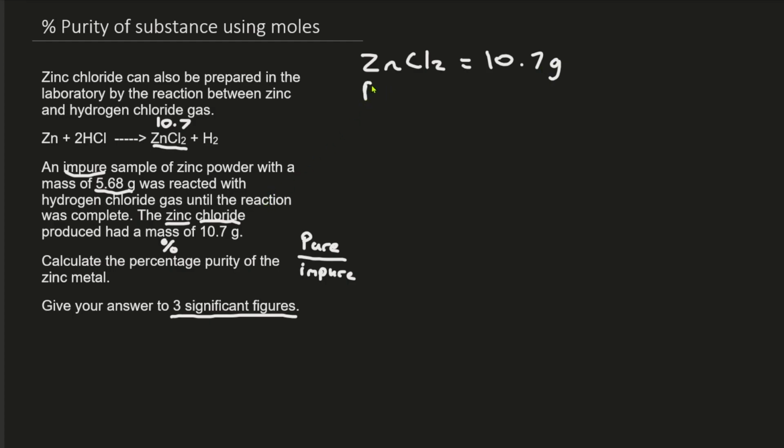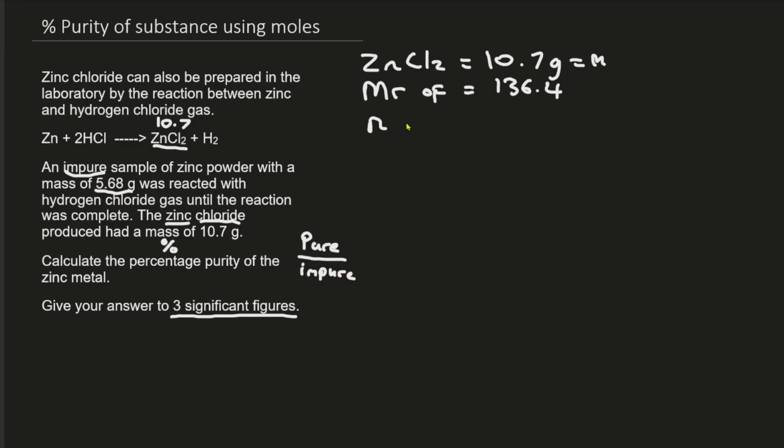And zinc chloride has a molecular mass. Let's work that out as well. So it has an Mr of Zn is 65.4, chlorine is 35.5. There's 2 of them, so 71, plus 65.4 gives me 136.4. I've got these 2 now. So I've got my mass and I've got my Mr.